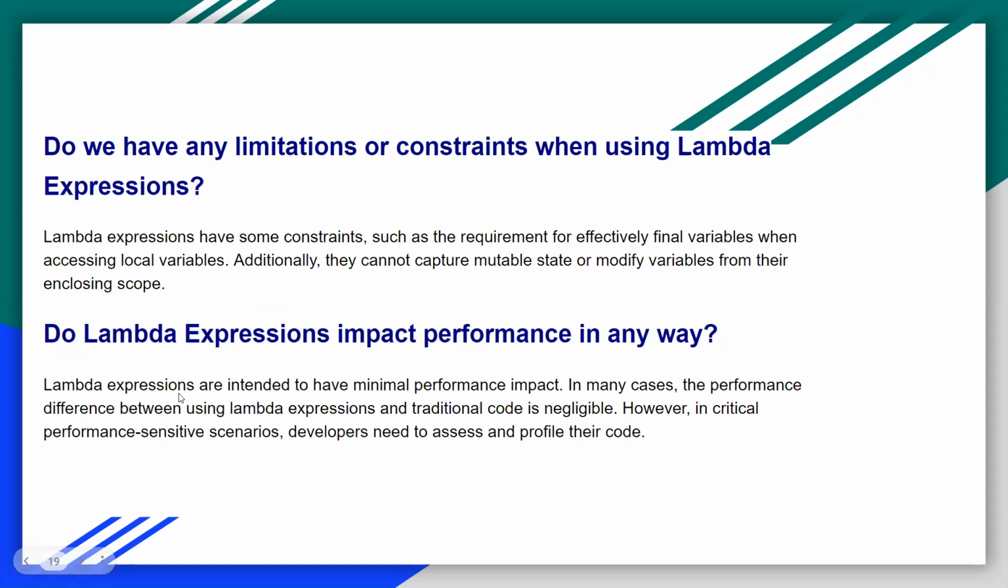Next one is, do we have any limitations or constraints when using lambda expressions? Yeah. Lambda expressions have some constraints, such as the requirement for effectively final variables when accessing local variables. Additionally, they cannot capture mutable state or modify variables from their enclosing scope.